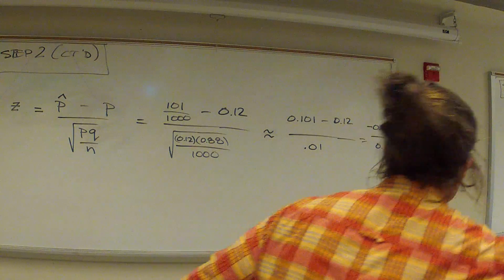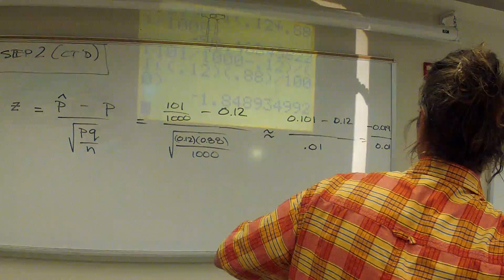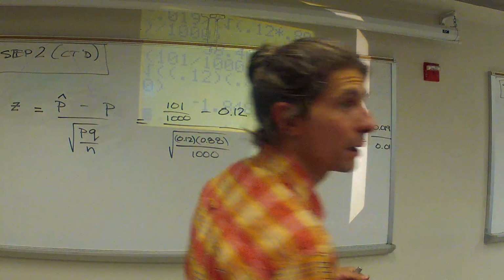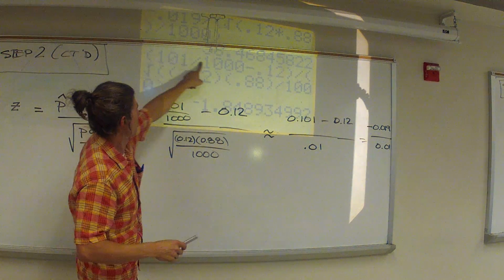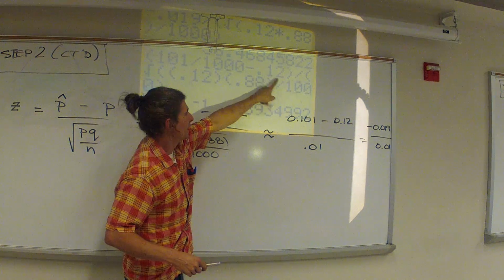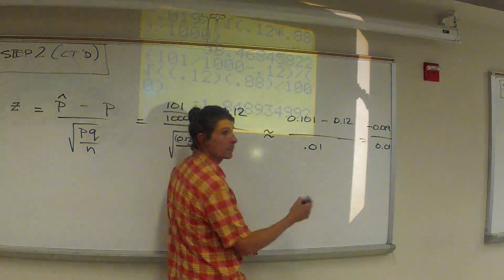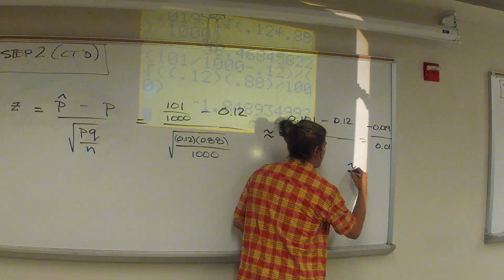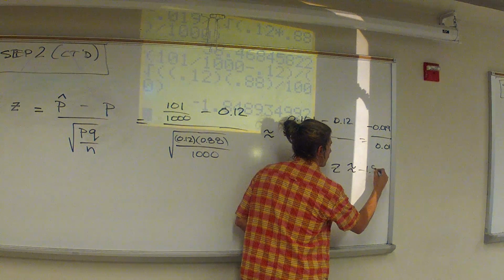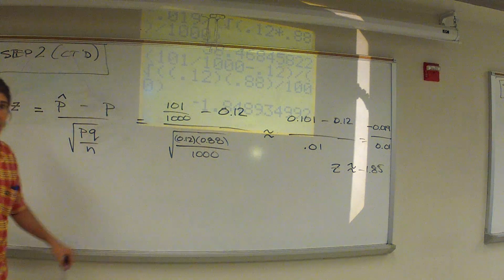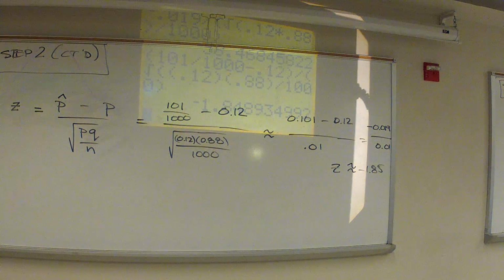Well, that's the mess I just had to calculate. So there's your p hat minus your p. Here's your standard error. The important thing is this guy. It's z is about equal to negative 1.85. Negative 1.85 what? This is a z-score. So what are z-scores again? Standard deviations. Standard deviations.